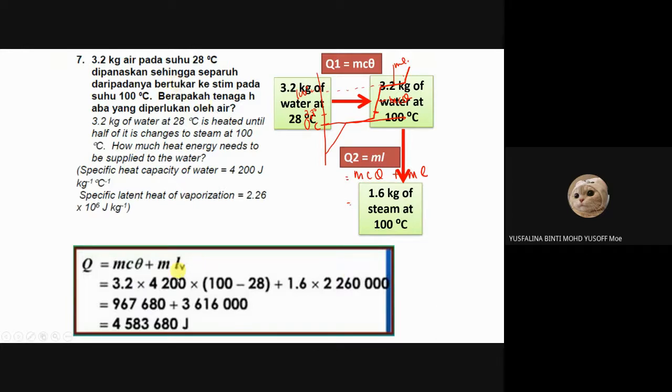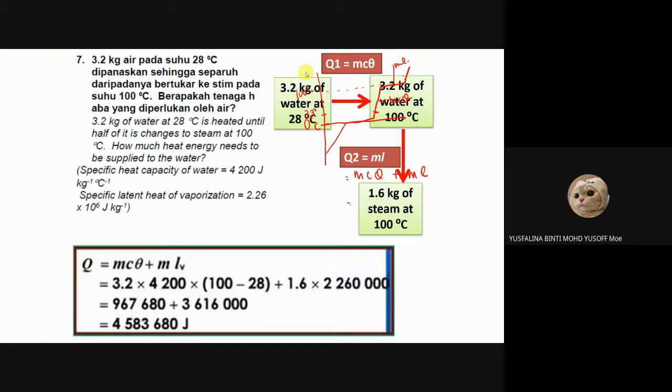The mass of water that changed to steam is only half of the initial mass. That means inside the beaker, there is still 1.6 of water. Only 1.6 changed to steam. That's why it becomes 1.6, because it is only half. So 3.2 divided by 2 is 1.6. 1.6 is released as steam, 1.6 is still in the form of water inside the beaker.